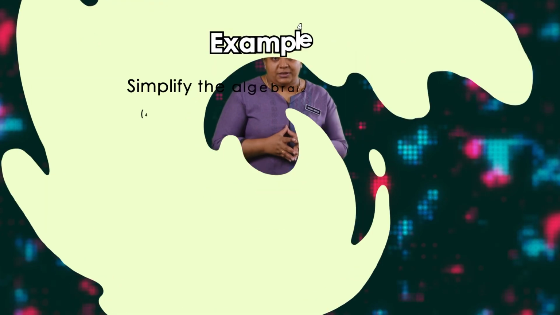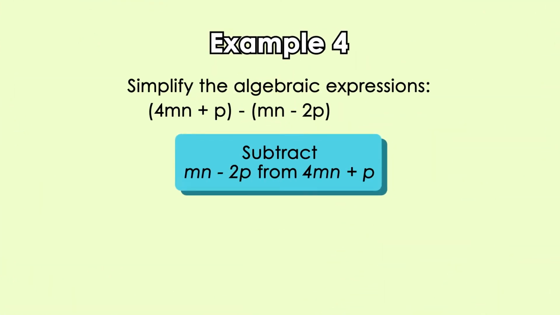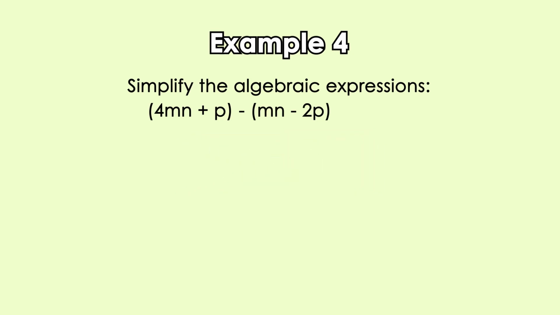Simplify the following algebraic expressions. Subtract mn minus 2p from 4mn plus p. What is the extra step that we need to do before rearranging the like terms? Very good. We must remove the brackets.